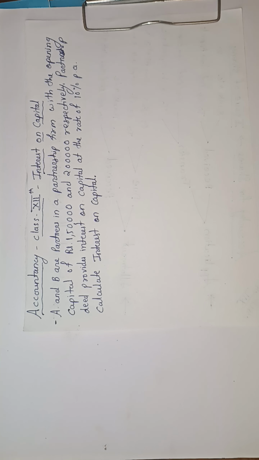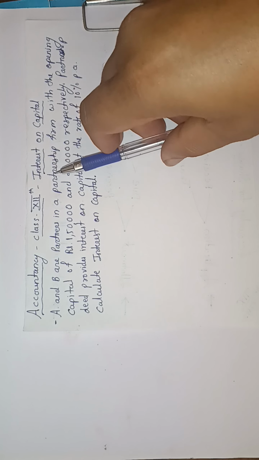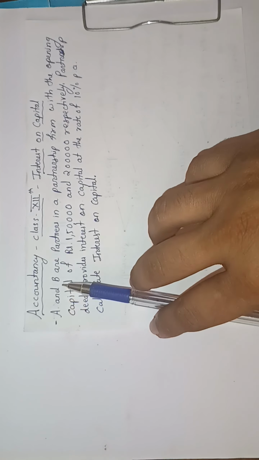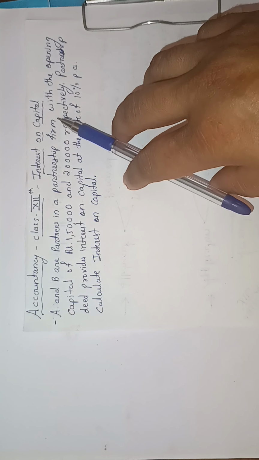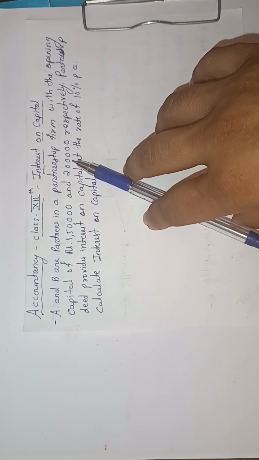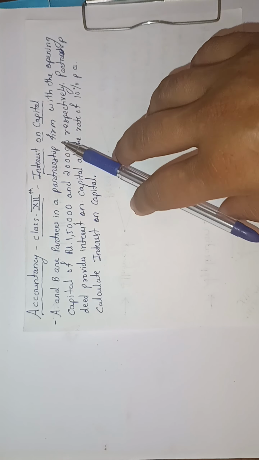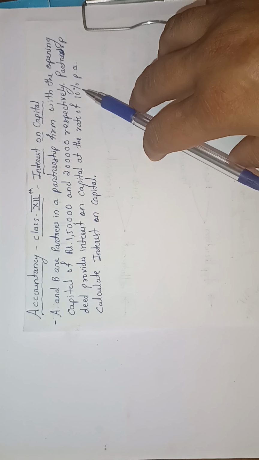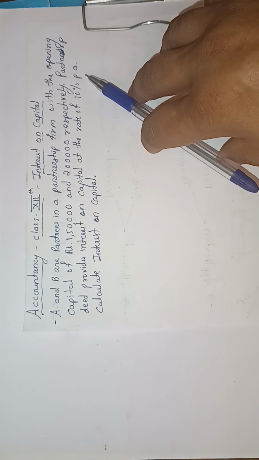So in this video we will see how to find interest on capital. So A and B are partners in the partnership firm with the opening capital of rupees 1,50,000 and 2 lakh respectively. So partnership deed provides interest on capital at the rate of 10% per annum.